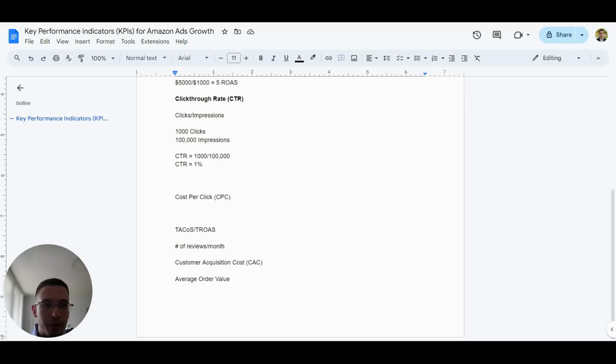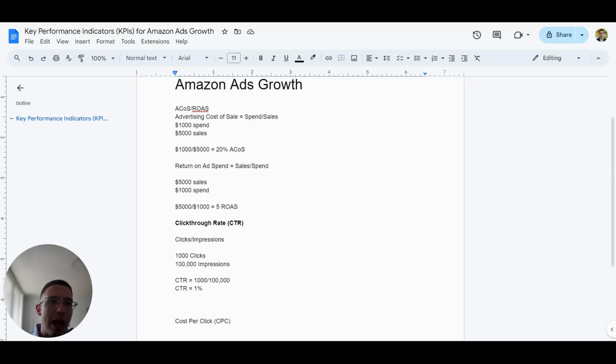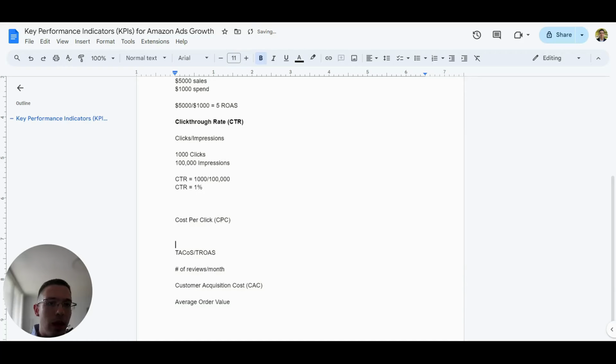Cost per click has a very direct relationship with ROAS and ACOS. If you can drop cost per click and keep the number of clicks the same, keep your conversion rate the same, you'll directly impact ROAS. You'll directly impact ACOS. You'll directly impact your sales velocity and your overall profit.